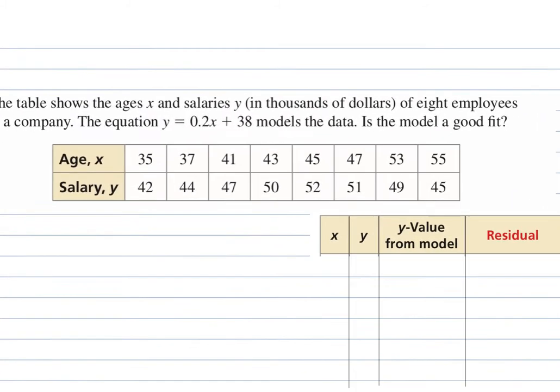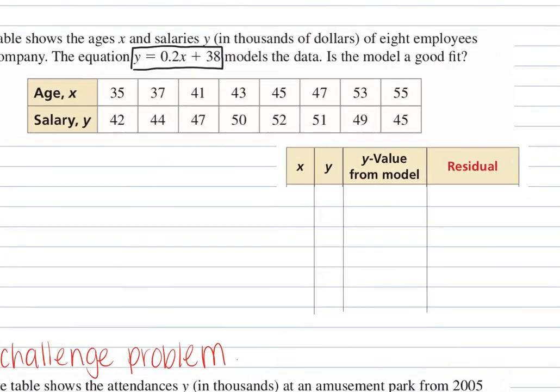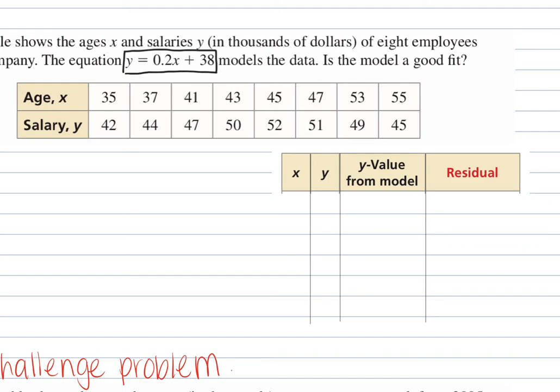Second example. Now, this one's a little bit trickier because there's a decimal, okay? I'll walk you through the first 2, and then I want you guys to do the rest, okay? All right. So our model is now y equals 0.2x plus 38. Our table, okay, is now age versus salary. So let's just go ahead and start filling in our 4-column table, okay?